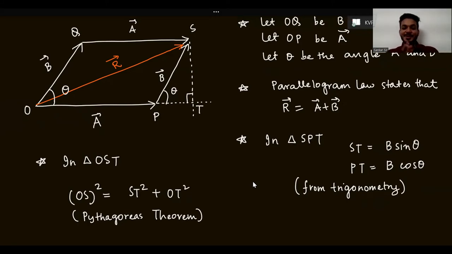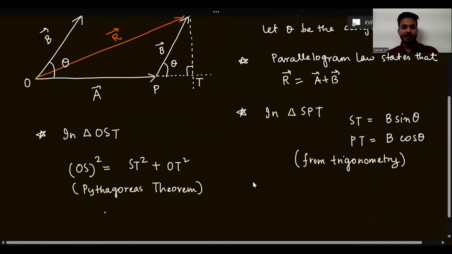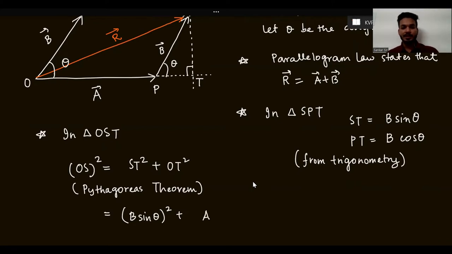So, Pythagoras theorem, you can just mention this is what I got from Pythagoras theorem, and then just plug in the values. What is OS? OS is what we have to find. The value of ST is what? ST is B sine theta, squared. And OT square is what? OT is a combination of OP and PT. OP is what? A, and PT is what? B cos theta. This is what I have to square.